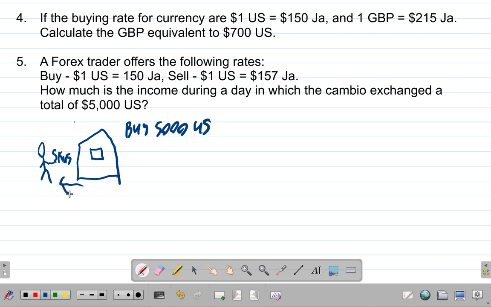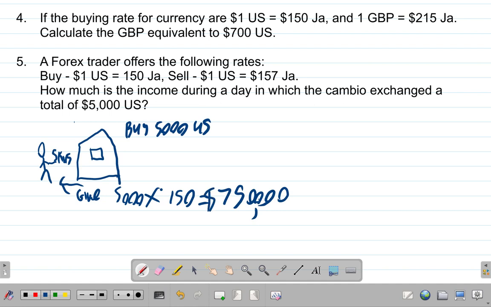5,000 US comes to you. How much do you give the customer in Jamaica? Remember, while you're buying US, you're at the same time selling Jamaican dollars. But you buy US at, how much do you give the customer? It's going to be 5,000 US multiplied by 150 equals 750,000. You have 3 zeros here and another 0 there. So it's 750,000 Jamaican dollars that you give to the customer.